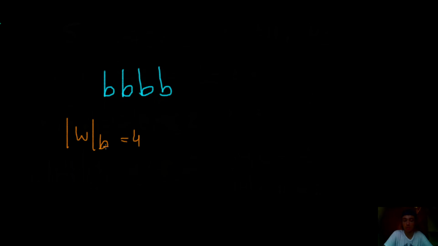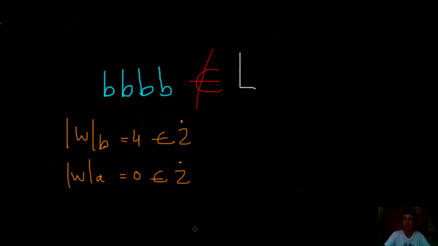Now, imagine that instead of AAA, I have the word BBBB. What happens with this word? Is this word a valid one for my language? Well, let's see. How many B's do I have here? I have a total of 4 B's. So this is an even number, right? How many A's? Well, I have no A's. Then the total number of A's is 0, and this is also an even number. Since for both symbols, A and B, we have an even number of occurrences, this word is not a valid word for this language. So this word doesn't belong to my language L, because for both A and B we have even numbers, right?